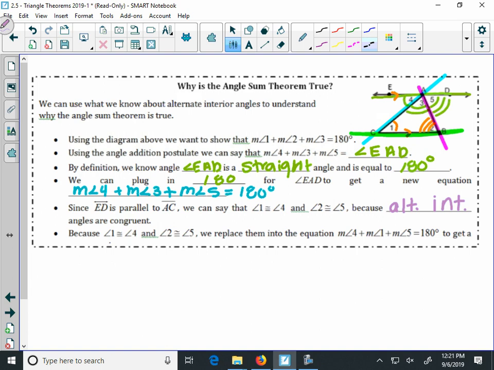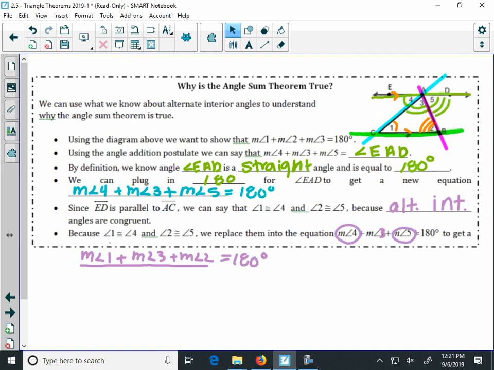Well, because 1 and 4 are the same, they're congruent, and 2 and 5 are the same, we can replace them in this equation. I believe it's a 3 on your paper. We can replace this in this equation, okay? And there's a blank down here. To get a new equation. Because 1 is the same as angle 4, we can take 1 and rewrite it where angle 4 is. Plus, angle 3 was the same as angle 3, that's going to stay angle 3. 2 was the same as 5. So we can take 2 and write it where the 5 is. They're the same. So we're allowed to do that. Right? And we get that they are equal to 180 degrees.